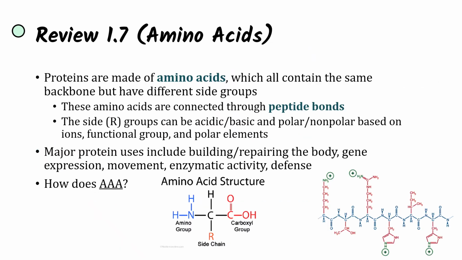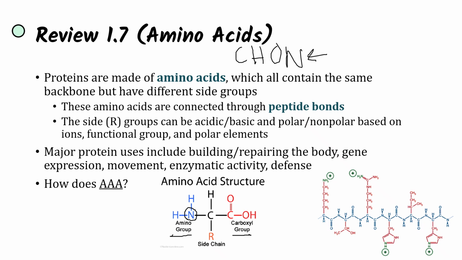Okay, now we're on to the big ones. We're on to amino acids. And our formula for the majority of these is going to be CHON. So carbon, hydrogen, and oxygen, but also containing nitrogen. So proteins are made out of amino acids, which all contain the same backbone but have different side groups. If we look down here at this amino acid structure, every single amino acid is going to have a central carbon, a hydrogen atom, a carboxyl group on one end, and an amino group on the other end. And this amino group is what's going to be that N in the CHON.